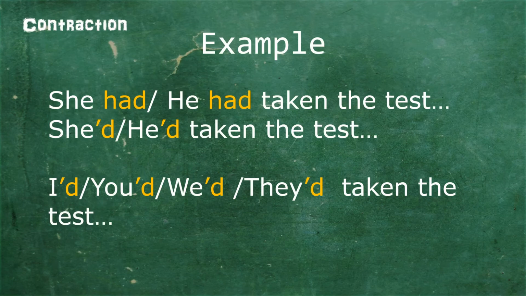Now, the contraction form of the past perfect is in this example. We only add apostrophe D to the subject or to the pronoun. Examples, she had or he had taken the test. The contracted form of that is she'd or he'd taken the test. For the pronouns I and you, and for plural forms, we have these examples. I'd, you'd, we'd, they'd taken the test. So we simply add apostrophe D to the subject or to the pronouns in the sentences.